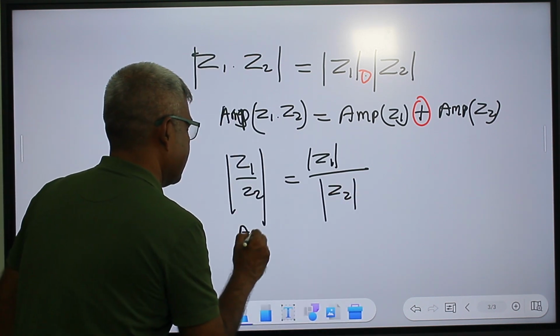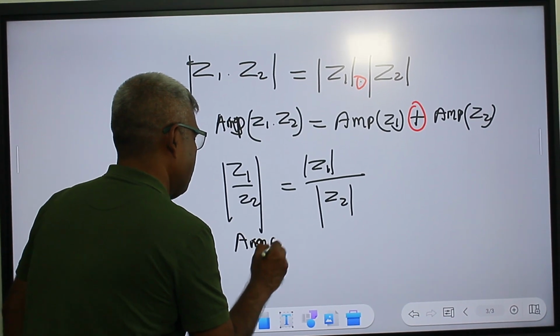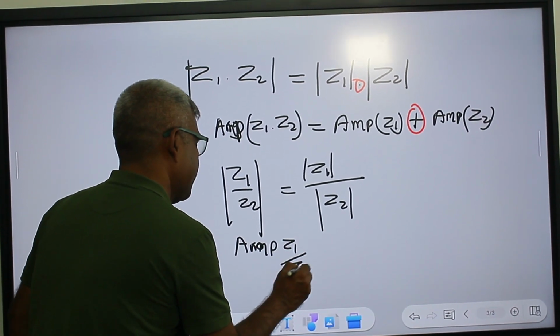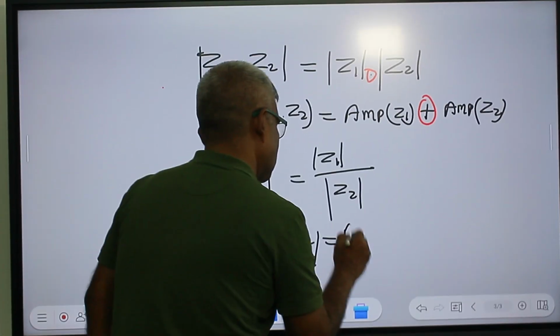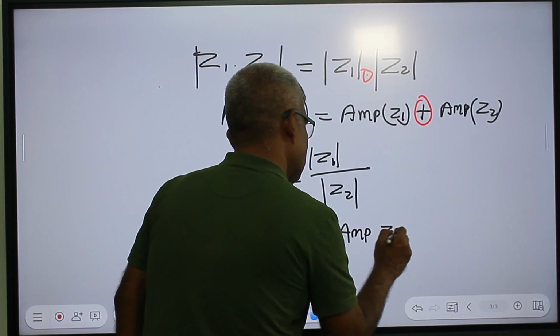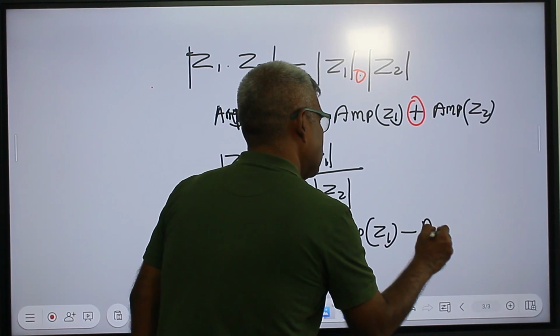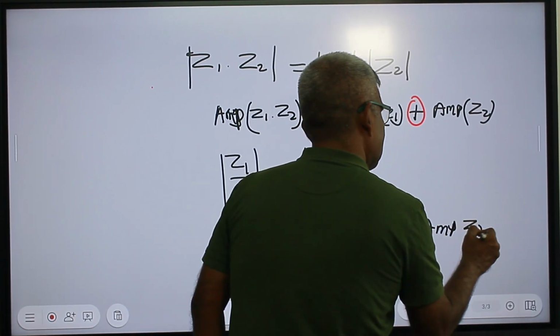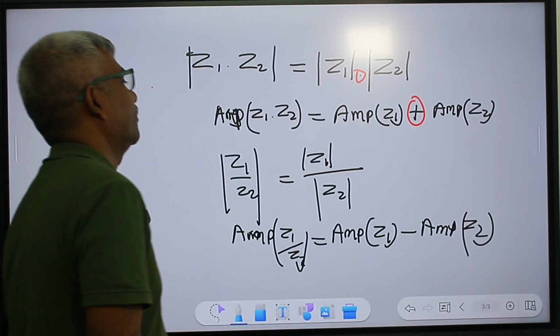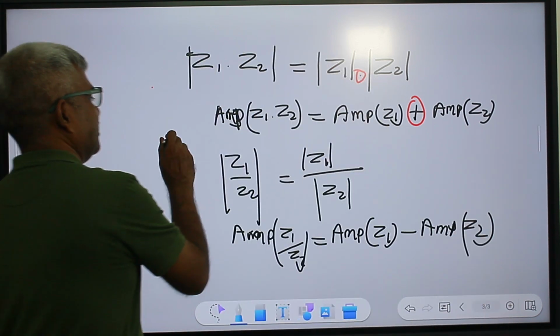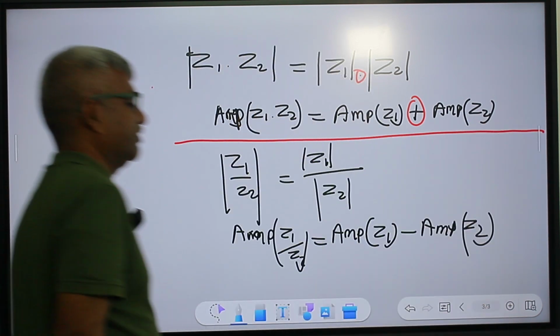You can guess it, it has the same meaning. Amplitude of z1 by z2, z2. Okay. Copy down this one.